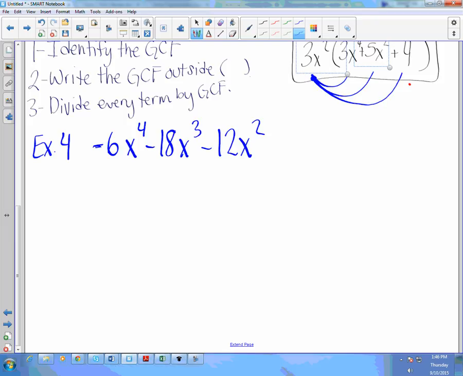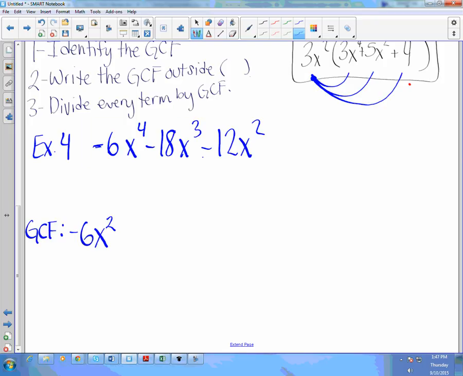What is the greatest common factor of 6, 18, and 12? 2 is not the greatest. It is a factor. 3 is not the greatest either. 6. However, they all have something else in common. Negative. Negative 6. How many x's do all of them have to give? x squared. It can be equal to the smallest, but no more than the smallest.